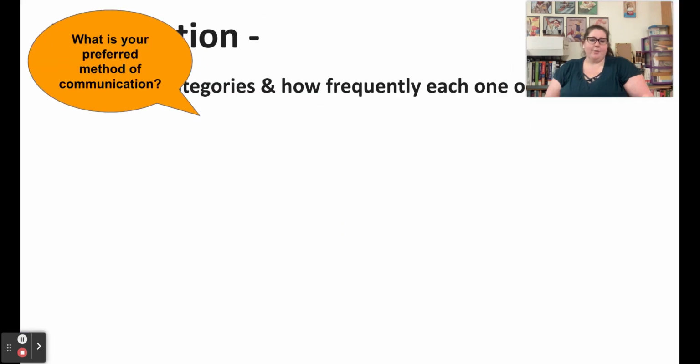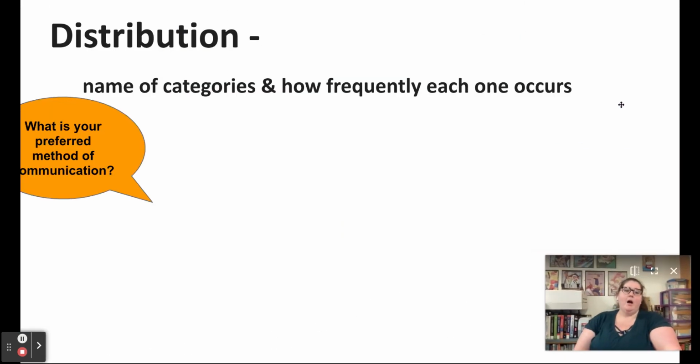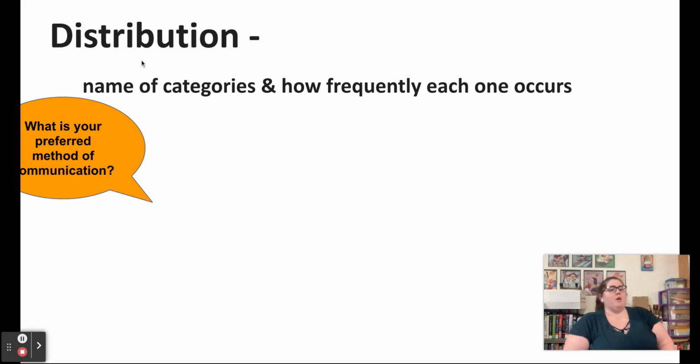So now let's talk about categorical variables. When we talk about any variable, the first thing we can do to display that variable is called a distribution. A distribution is basically just the name of the categories and how frequently each one occurs.